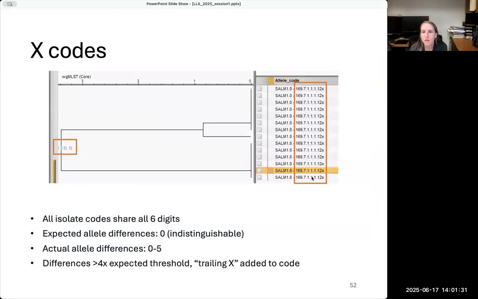Another example: all isolates share all 6 digits. Without that X there, you might expect them to be 0 alleles different. But if you look over here in the dendrogram, it says the differences are 0 to 5. That's going to be greater than the 4 times expected threshold. If the expected difference is 0, 0 times 4 is 0. So since it's 5, it will be given a trailing XX code.